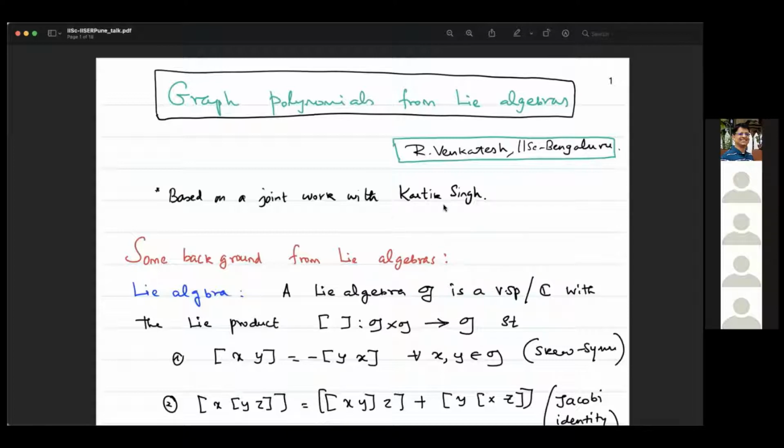The result that I want to talk about involves too much technicalities, so maybe at the end I will spend a few minutes explaining that. But before that, I will tell you how these graph polynomials can be obtained from Lie algebras. That I believe most of you will find interesting.